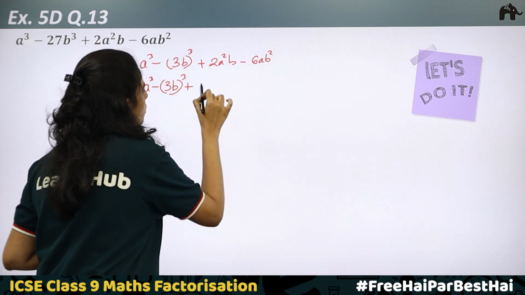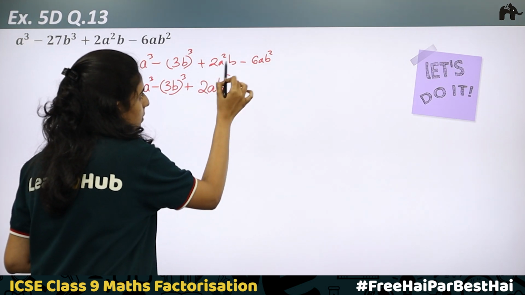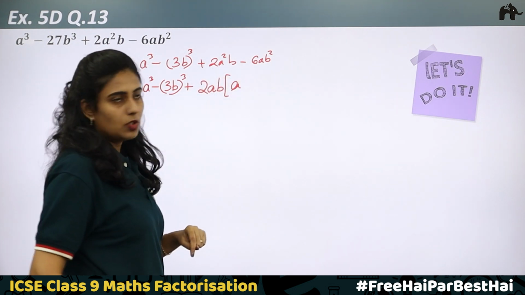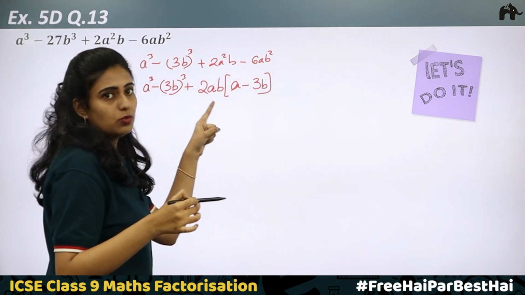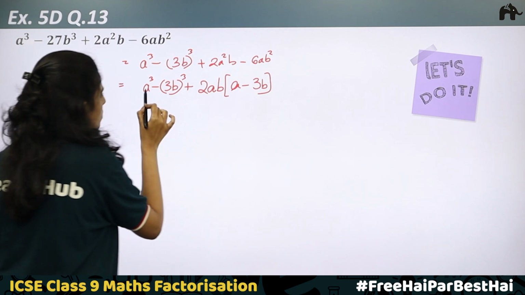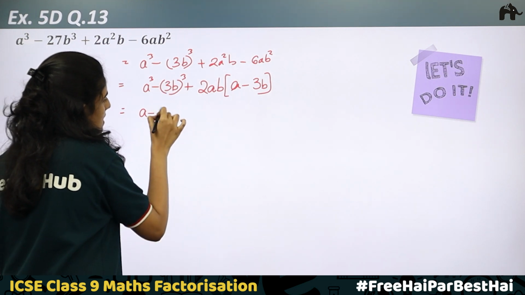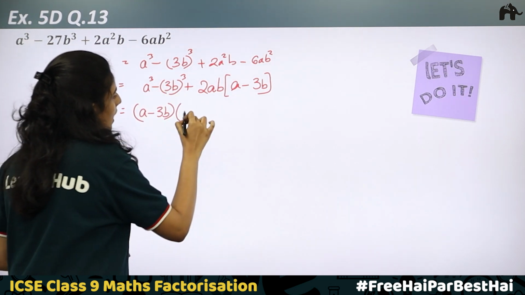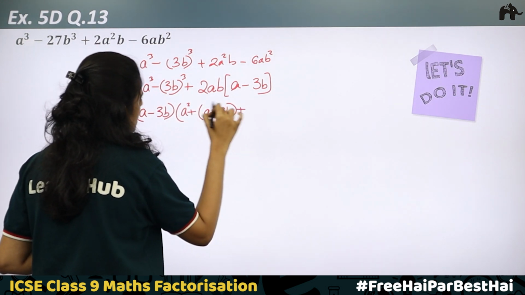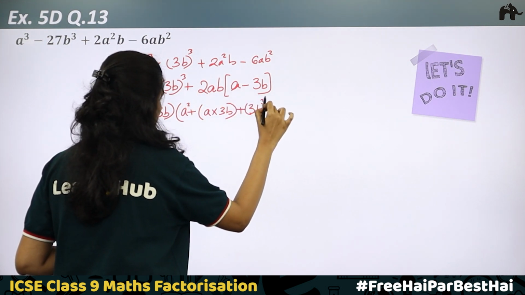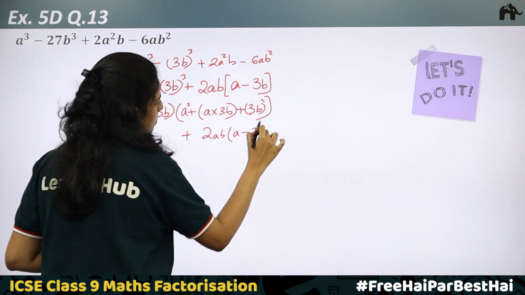Here what is common? 2 is common, A is common and B is common. Remaining what do we have? When 2AB is taken out, you will be having an A here. Okay. When 2AB is taken out, you will be having 3B here. Okay. 3B into 2AB is 6AB square. Okay. Now, this is of the form A cube minus B cube. So, it can be written as A minus B. Here, B is 3B, into A square plus A into 3B plus 3B whole square, plus this one, that is 2AB into A minus 3B. Okay.